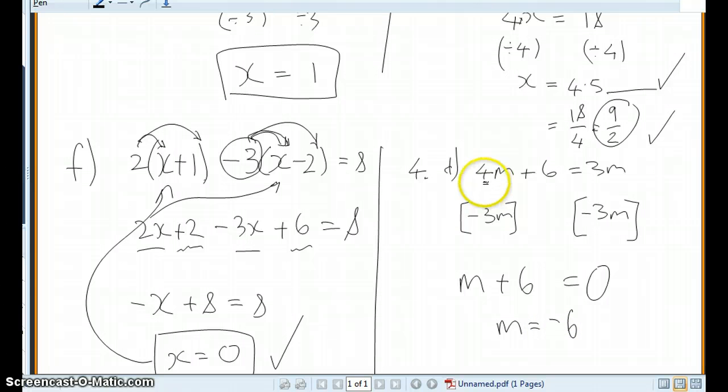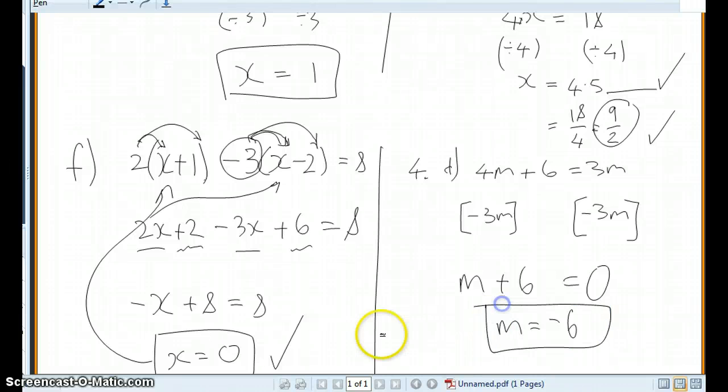Check your answer. What's 4 times negative 6? Negative 24 plus 6. Negative 18. 3 times negative 6? Yeah. So both sides equal negative 18 when you substitute in m equal to negative 6.